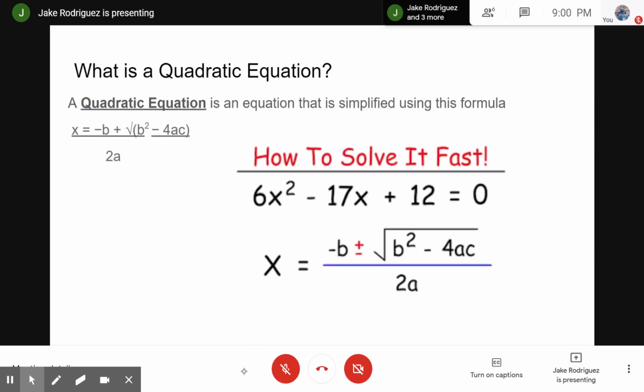What is a quadratic equation? A quadratic equation is an equation that is simplified using this formula: x equals negative b plus or minus the square root of b squared minus 4ac, divided by 2a. Okay.